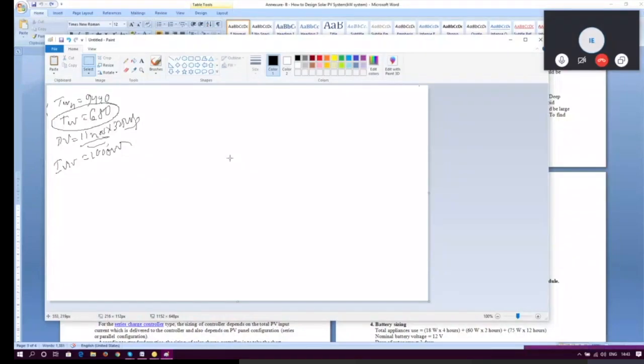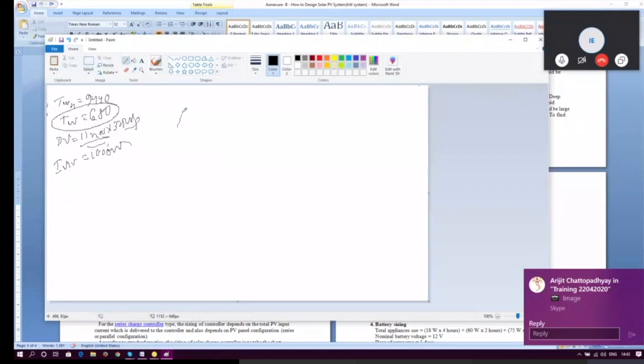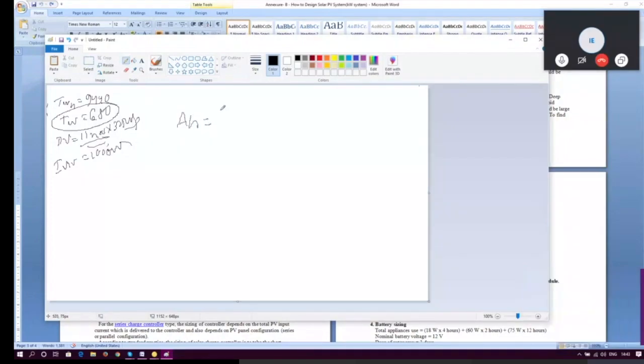Okay. So for finding out the ampere hour, I am going to give you a very simple formula that will ensure you can do it in a single formula, instead of doing it step by step. So the single formula for battery calculation would be the total watt hour into the number of days of autonomy or backup, right? Number of days backup is required.